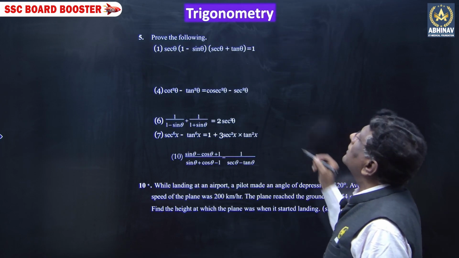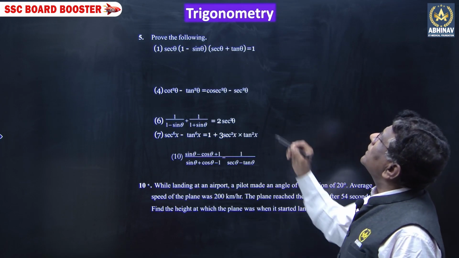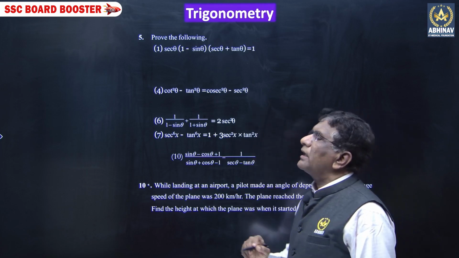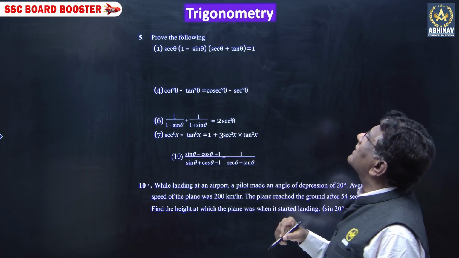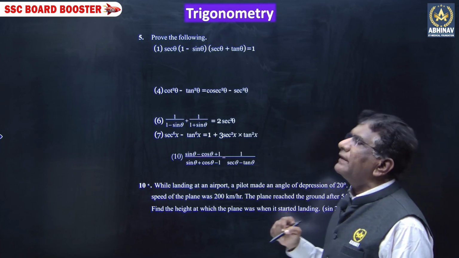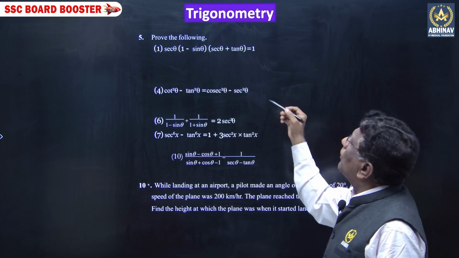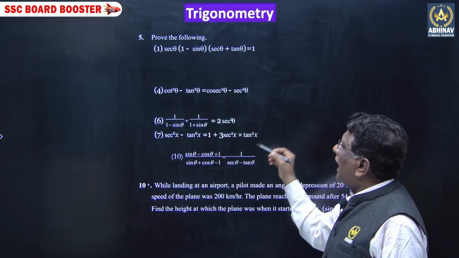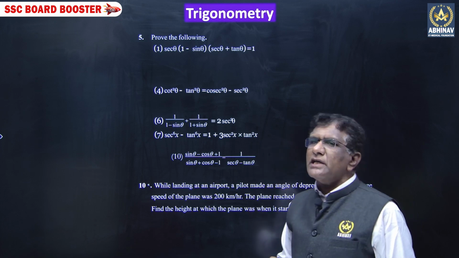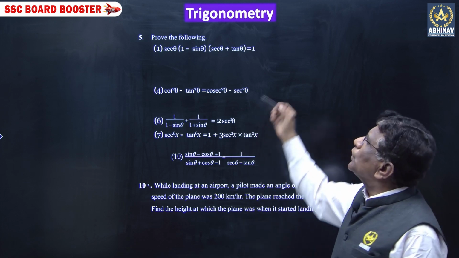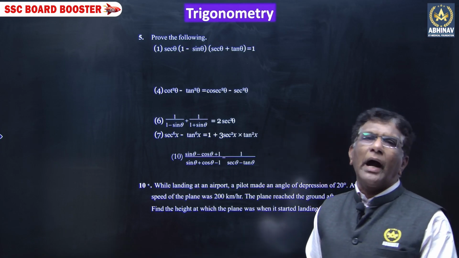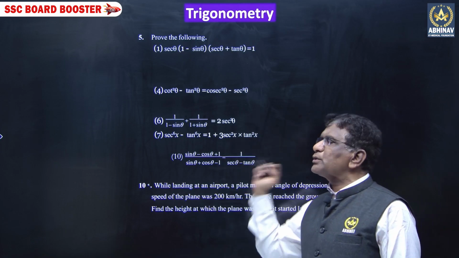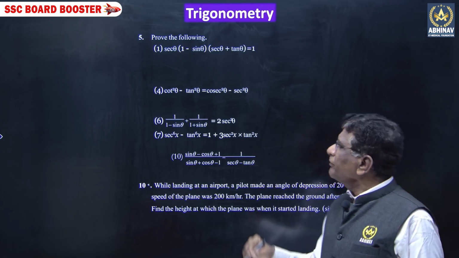Then coming to the next, this one. See here, some of these examples are given for practice. See here, sec theta (1 minus sin theta)(sec theta plus tan theta) is equal to 1. So 1, 2, 3 and 4, and also the 10th example is given for practice. So make practice of these examples using the trigonometric identities and try to solve them.